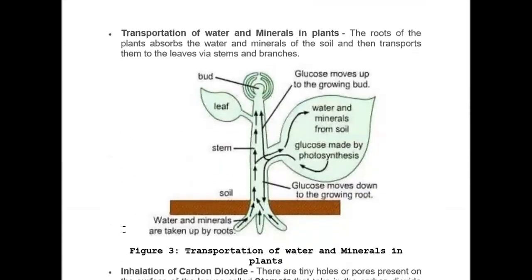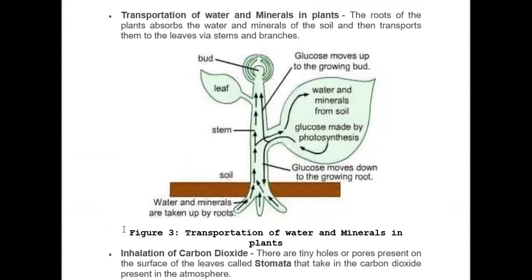Now kids, transportation of water and mineral. Okay, so the roots of the plant absorb the water and mineral of the soil and then transport them to the leaves via stem and branches. Kids, this is not very much important. This diagram is also not there in NCERT. This is just for your understanding.